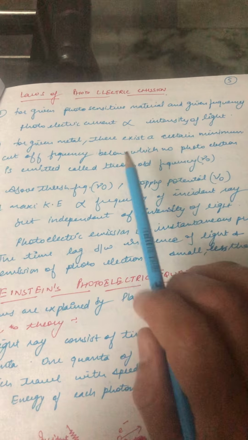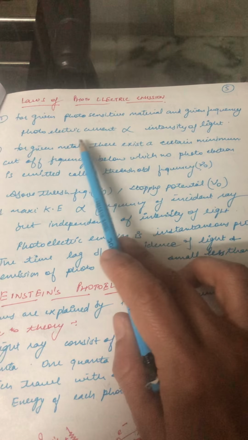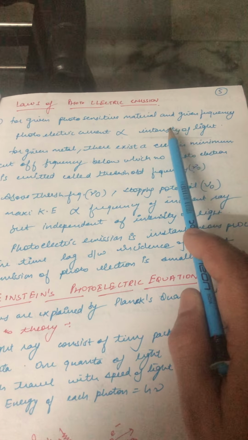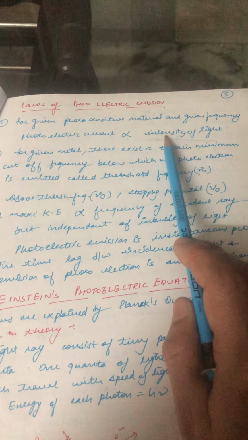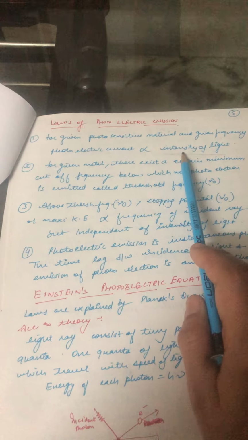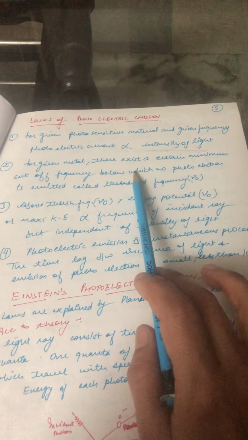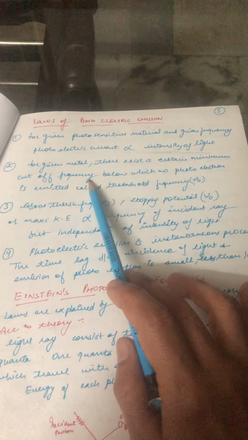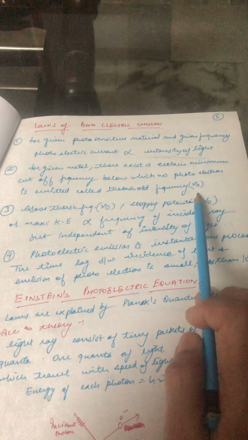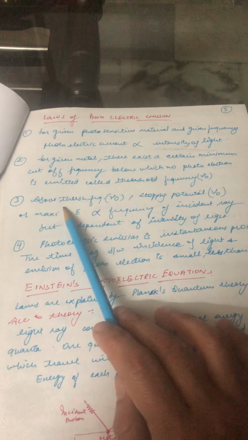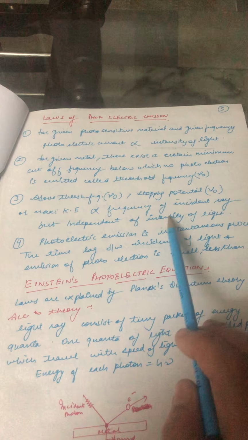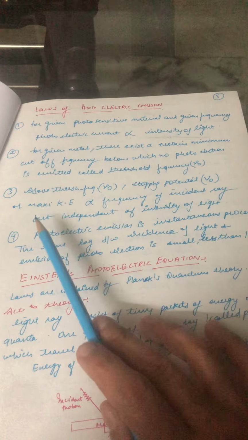According to the first conclusion, what we have read, photoelectric current is directly proportional to the intensity of the light, because as intensity increases, the number of electrons ejected from the emitter plate increases. Second observation: for a given metal, there exists a certain minimum cutoff frequency below which no photoelectric effect is possible. This is called the threshold frequency. Above this threshold frequency, stopping potential and maximum kinetic energy are directly proportional to the frequency, as I explained earlier.